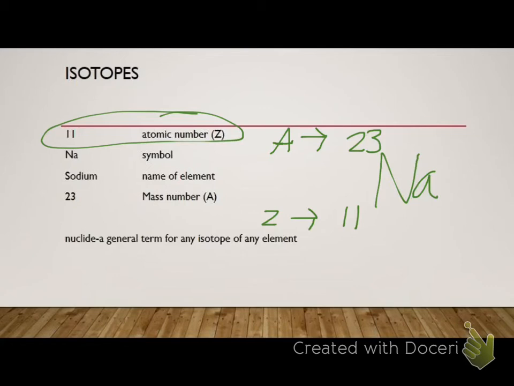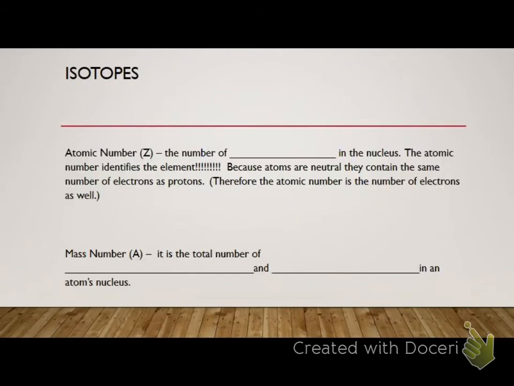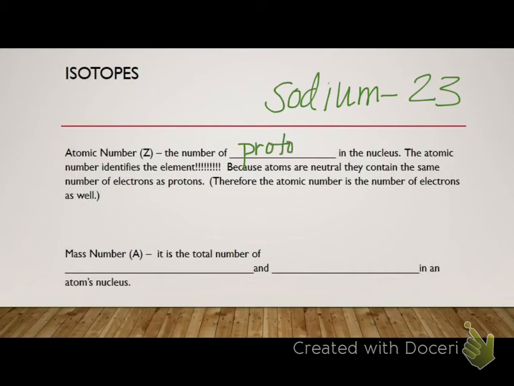The nuclide is a general term for any isotope or element. So we might say a nuclide of sodium, meaning we are referring to a specific isotope of sodium, not just sodium in general. The other way that we can write this, in the other box that you have, is sodium-23, which means I have a mass number of 23. The atomic number Z is your number of protons, and that identifies the element, not electrons. We identify it by protons.